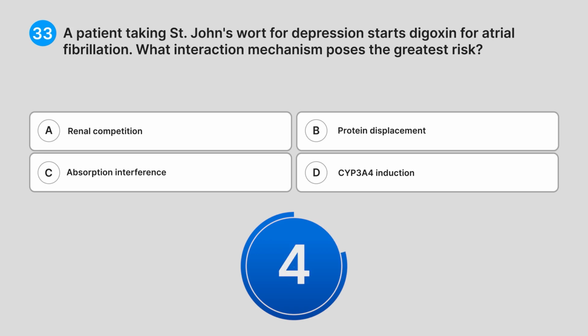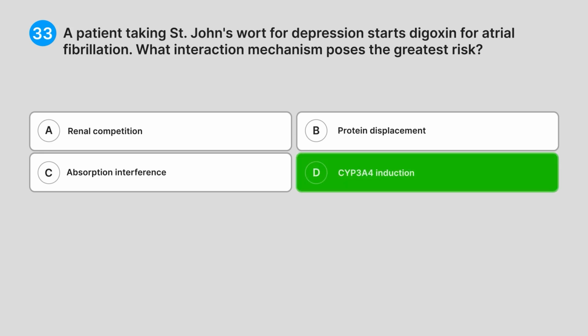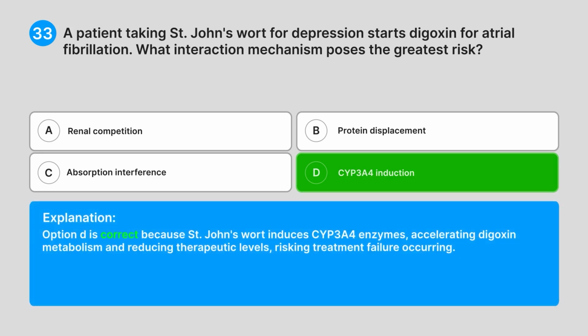Can you guess the answer? Correct answer, D, CYP3A4 induction. Explanation. Option D is correct because St. John's wort induces CYP3A4 enzymes, accelerating digoxin metabolism and reducing therapeutic levels, risking treatment failure.